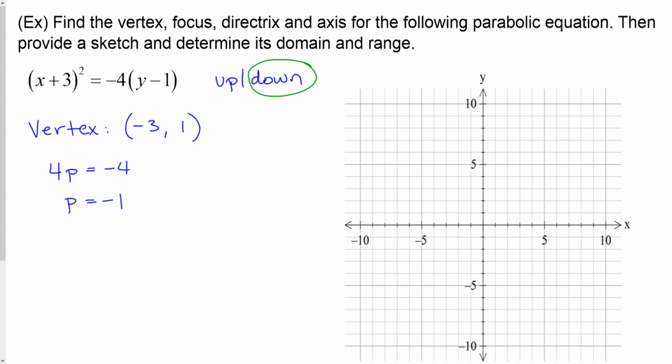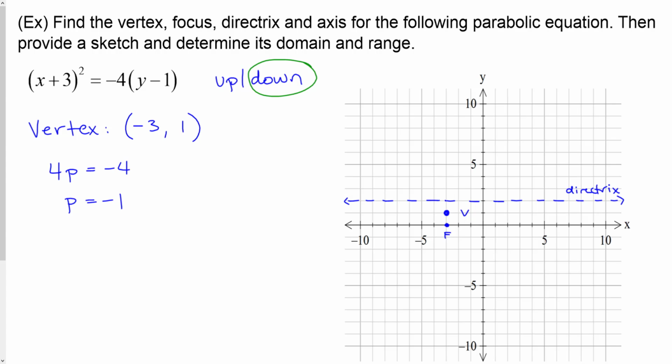And what I'm going to do is go ahead and plot some things. So the vertex is at -3, 1. So right there is my vertex. The parabola is opening downward, and the absolute value of p is 1. So 1 unit above and 1 unit below is where we're going to find the directrix and the focus. So the directrix is going to be this horizontal line right here. And this is going to be my focus.